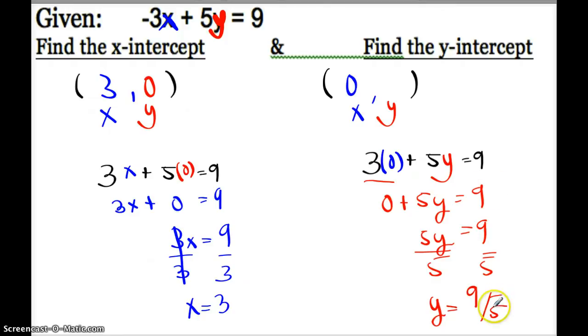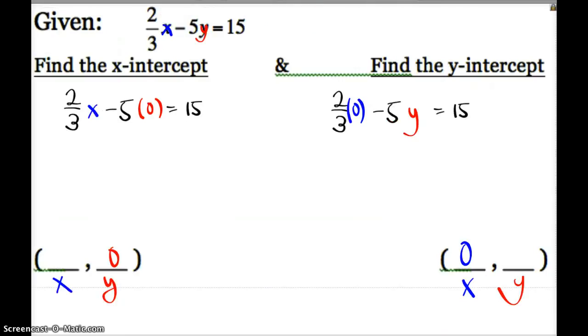This should be 5. Okay, I believe this is teacher number 2. So again, solving. I plugged in for x-intercept. I made y equals 0. Here's my y. There's my 0. Solve. Negative 5 times 0 is 0.